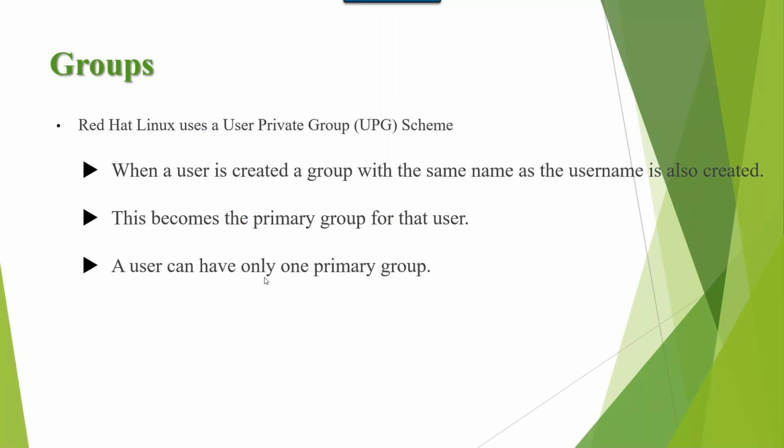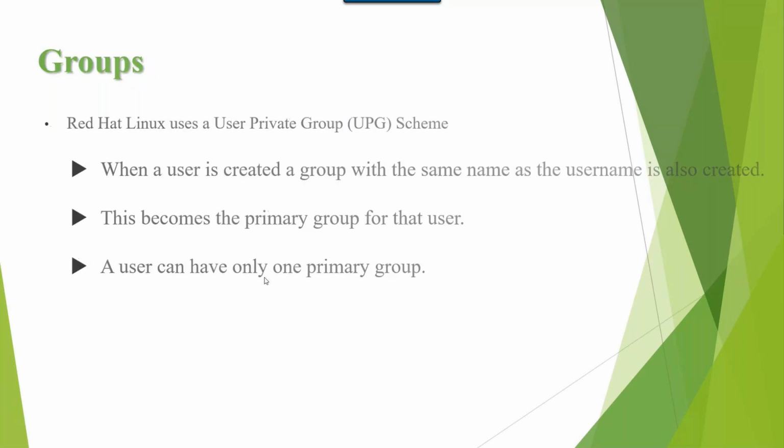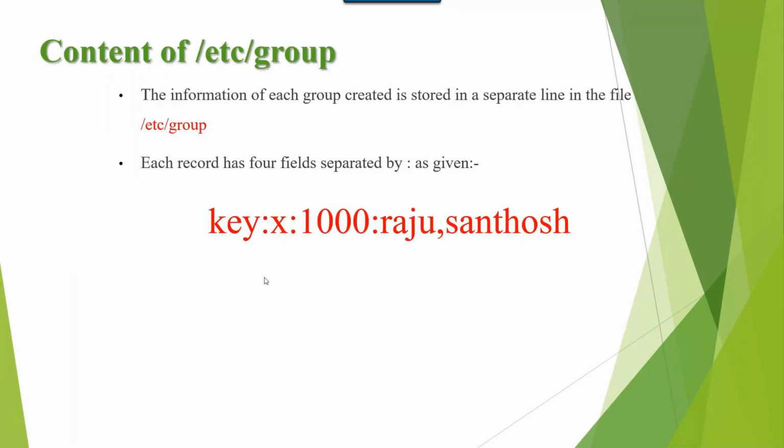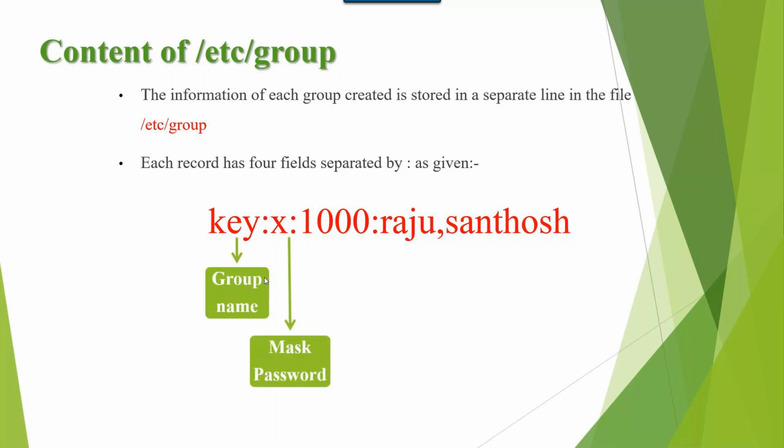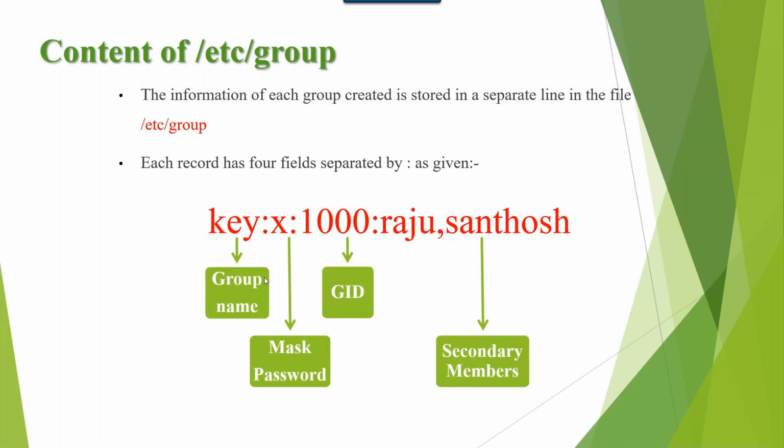Then, information about group is maintained by two files, /etc/group and /etc/gshadow. /etc/group contains group information like group name, masked password, it will not show the password here, and group ID. And if any users are added into that group, those user members will show here. This is information about /etc/group. Please take a screenshot.